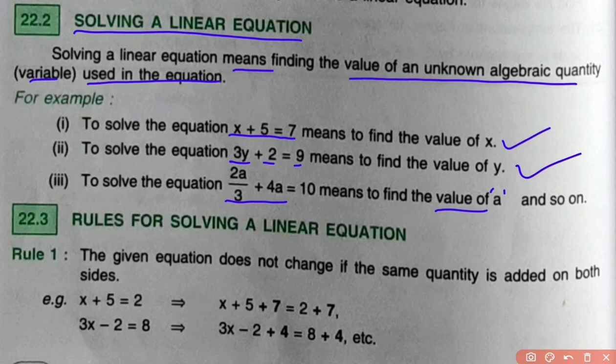Now there are a few rules for solving a linear equation. Let us go through them one by one. The first rule: the given equation does not change if the same quantity is added on both the sides. For example, suppose an equation is given, that is x plus 5 equals 2. Then here we have added 7 on both the sides of the equation. This is your left hand side, this is your right hand side. On both the sides they are adding this particular number 7.